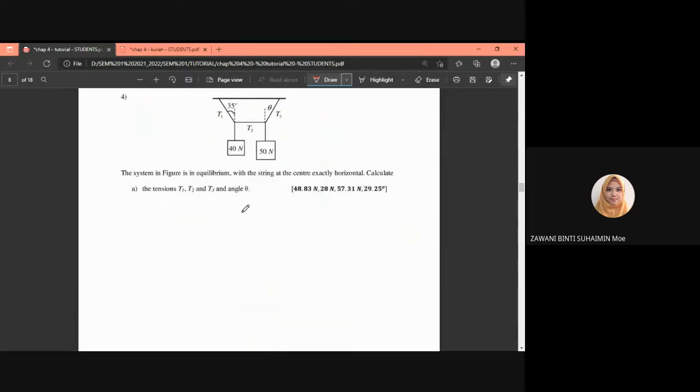Okay, this one. The system in the figure is in equilibrium. So maksudnya kita akan apply Newton's first law, iaitu summation of F is equal to 0, with a string at the center exactly horizontal. Calculate the tension T1, T2 and T3 and angle theta.